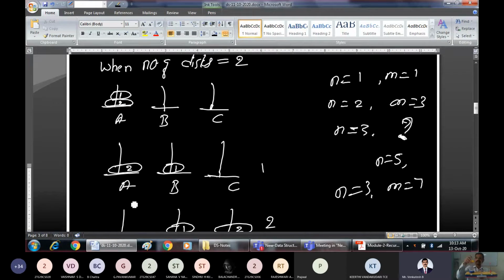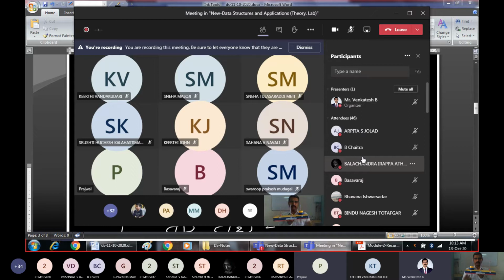Can you see these labels properly? Someone please respond so that I can change the camera settings. Yes, sir, you can see it. A is written here, this is B and this is C. Yes, you can see properly.